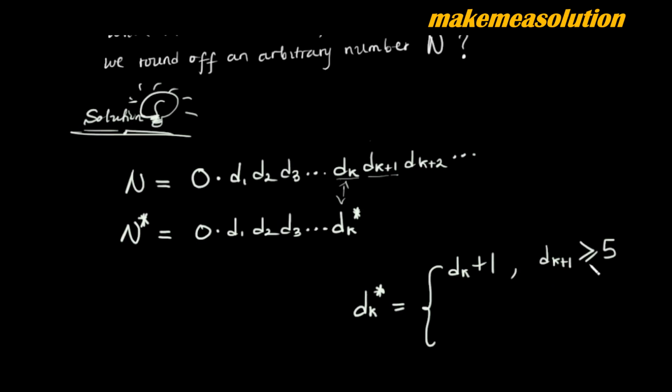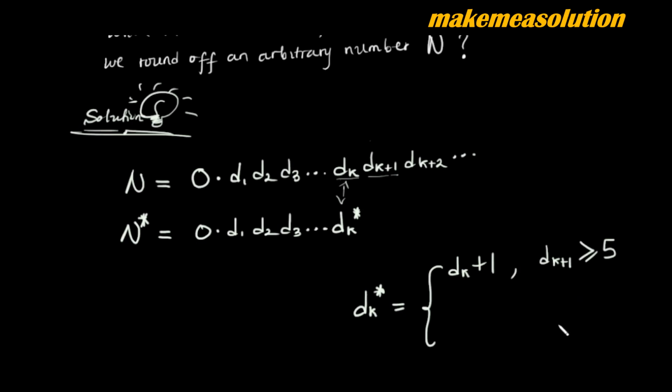What if my dk plus 1 is greater than or equal to 5? All I need to do is dissolve all the digits from dk plus 1 down to the end of the decimal point, and add 1 to this value over here, which is dk. So this will be my dk star.